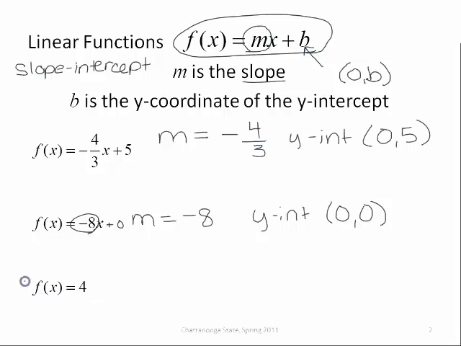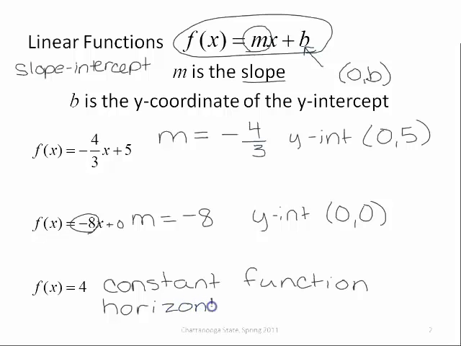This last equation I have written down here doesn't even have an x in it. This is what we call a constant function. The graph of a constant function is just going to be a horizontal line.